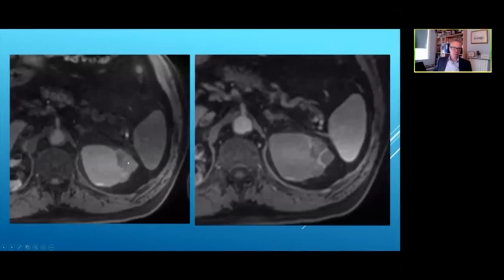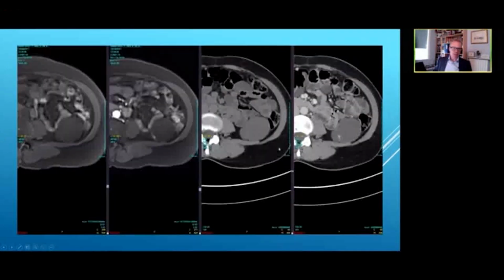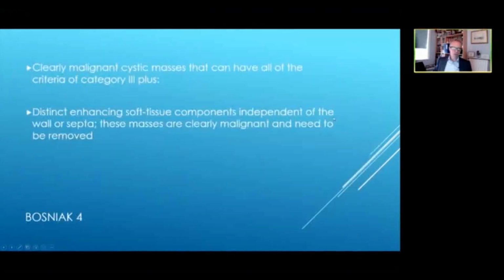Here's another one. Possibly something going on here. Post-contrast, you've got measurable enhancement within the wall of that cyst. Pre-contrast MRI, no evidence there of a nodule, but there's a prominent enhancing nodule. The same on CT, there it is there. So again, this is a surgical mass.